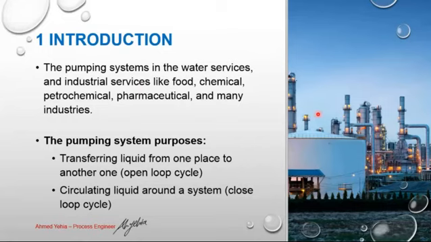Pumps are used in food, chemical, petrochemical, pharmaceutical, and many industries. The two main purposes of the pumping system are transferring liquid from one place to another, that's called the open loop cycle, for example, transferring a hydrocarbon from a storage tank to a processing unit, and the second purpose is circulating liquid, or air conditioner.